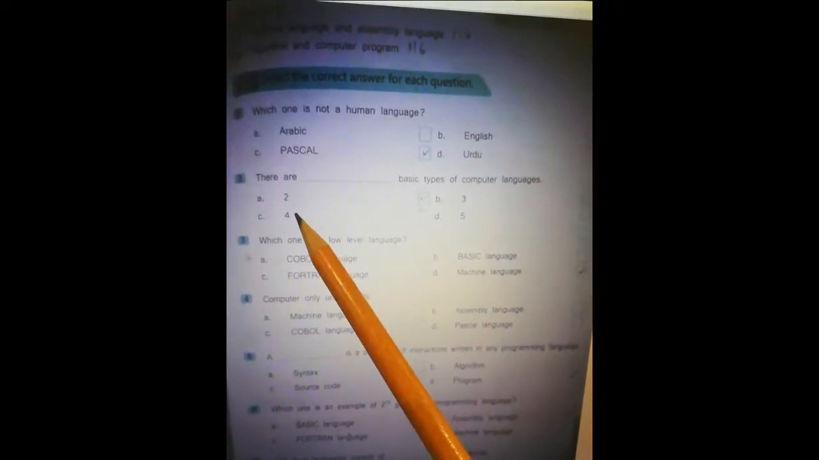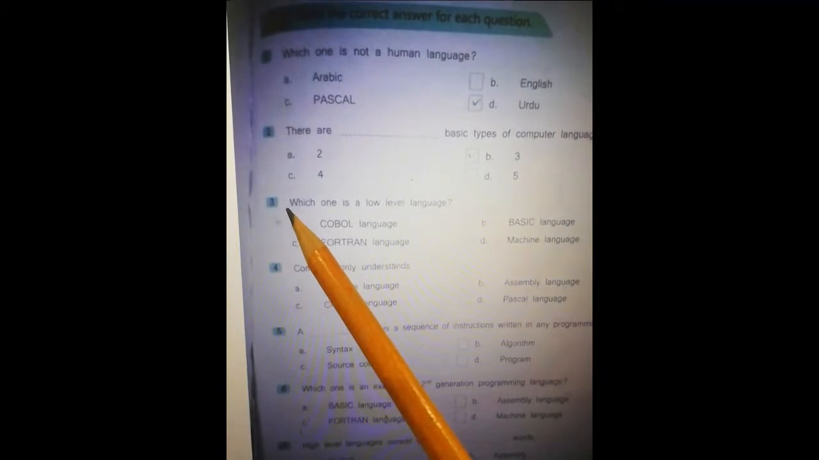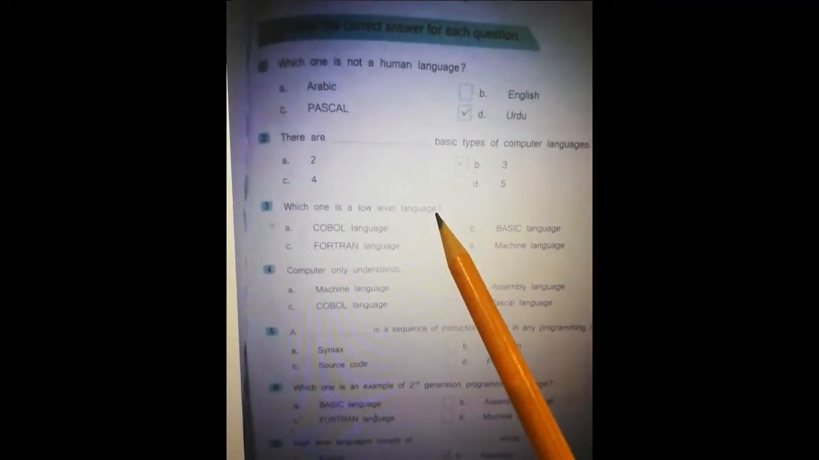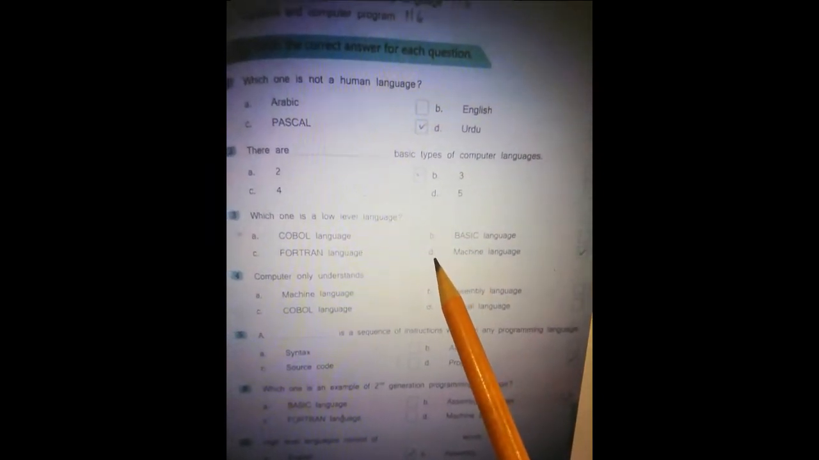Number 2, there are dash basic types of computer languages: 2, 3, 4, 5. As we already read about the computer languages, there are two basic types of computer languages, low level language and high level language. So the correct option is A, 2. Number 3, which one is a low level language? COBOL language, basic language, Fortran language, machine language. The correct option is D, machine language.